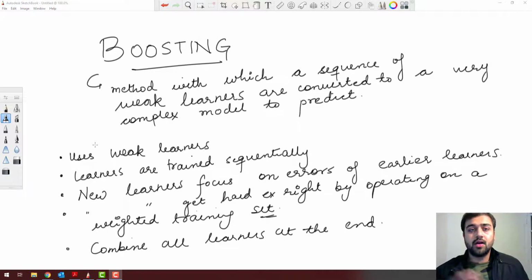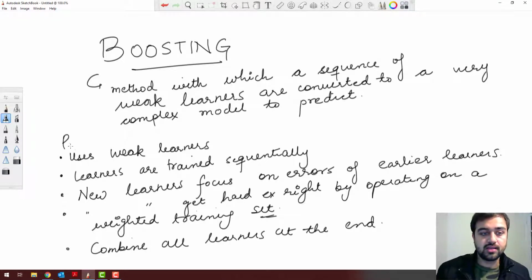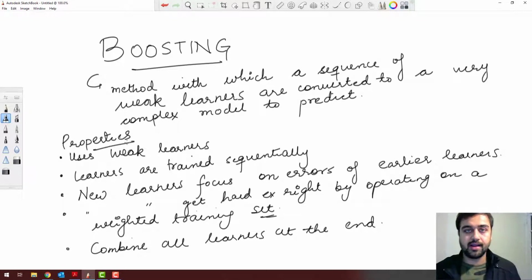Okay. So now that brings us to the next topic of boosting. Boosting is a method with which we combine the weak learners together to form a very complex model, which can be used to predict even non-linear boundaries, right? So what are the properties of boosting? The properties are that it uses weak learners, right?